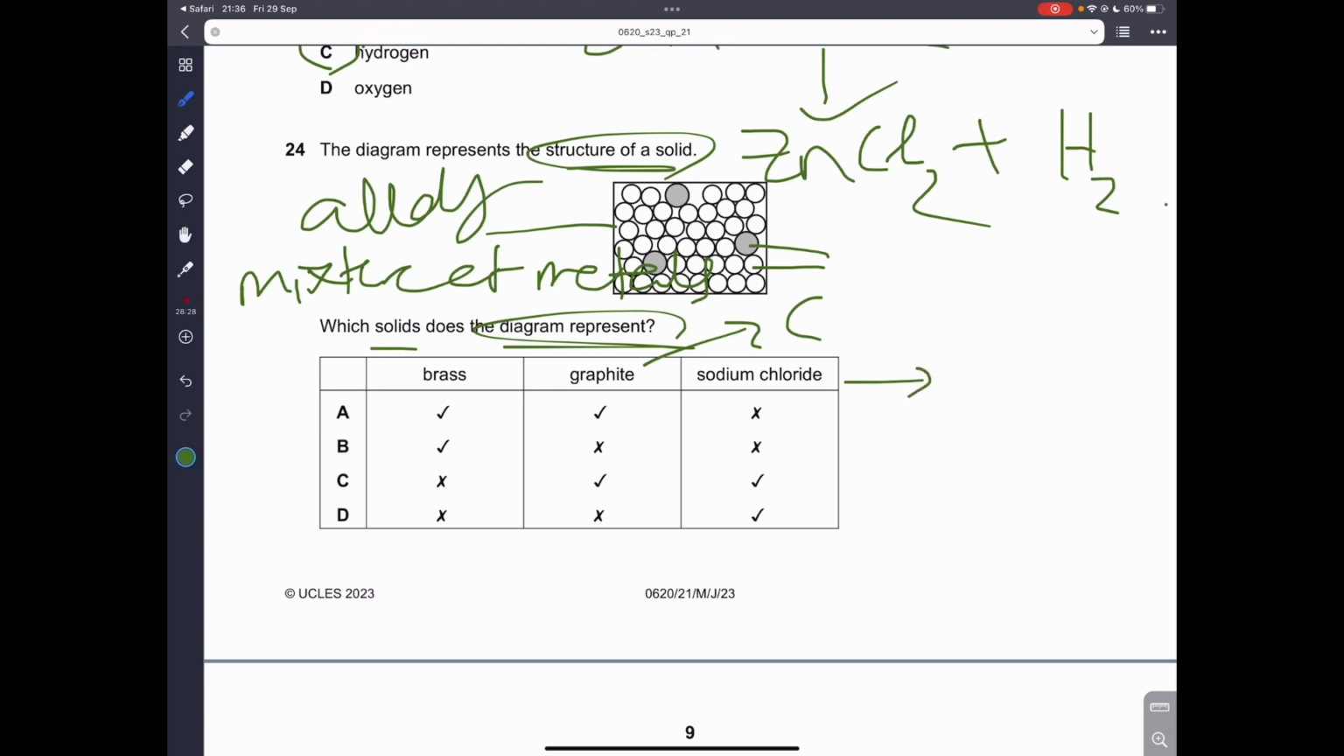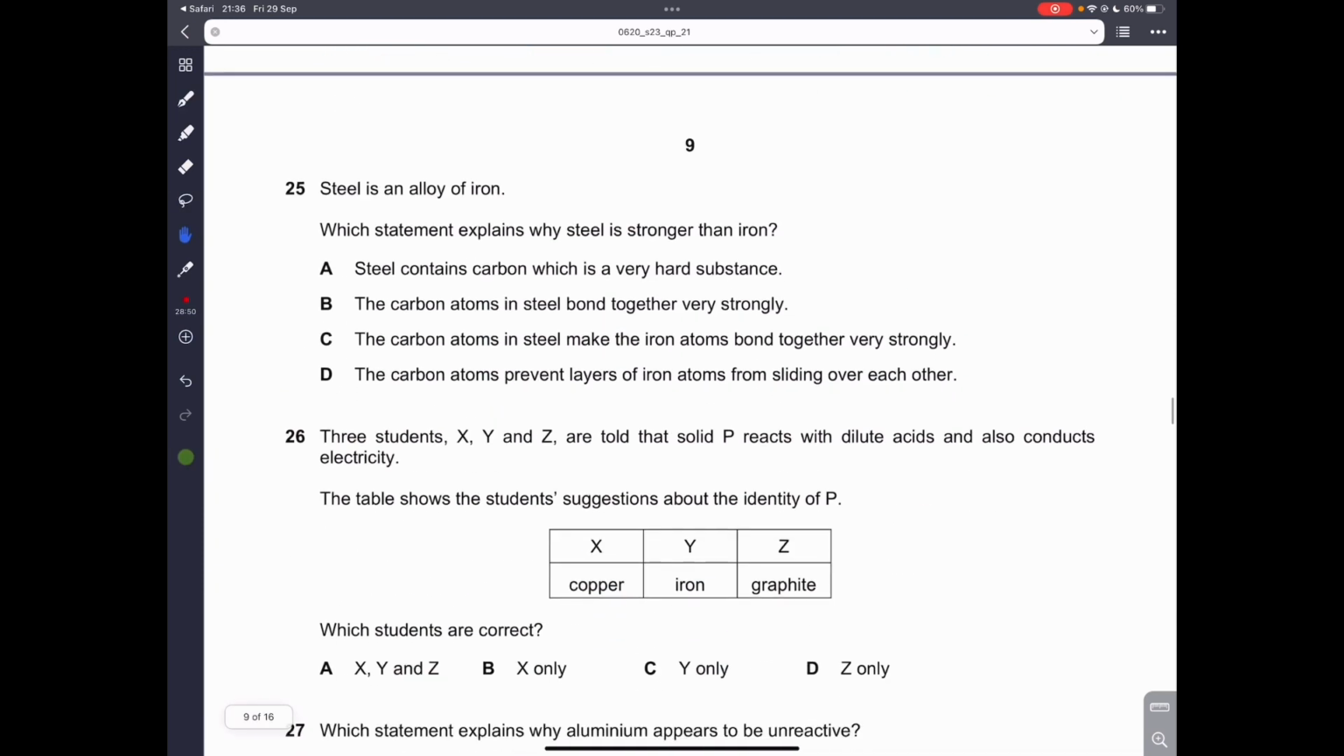But you might be wondering why it's not sodium chloride, because sodium chloride has a regular arrangement, a crystal lattice. It is orderly, with alternating sodium and chloride ions. So it's going to be Na+, Cl-, Na+, Cl-, and so forth. In this case, it's going to be brass. The other 2 are not. So B is the correct answer.